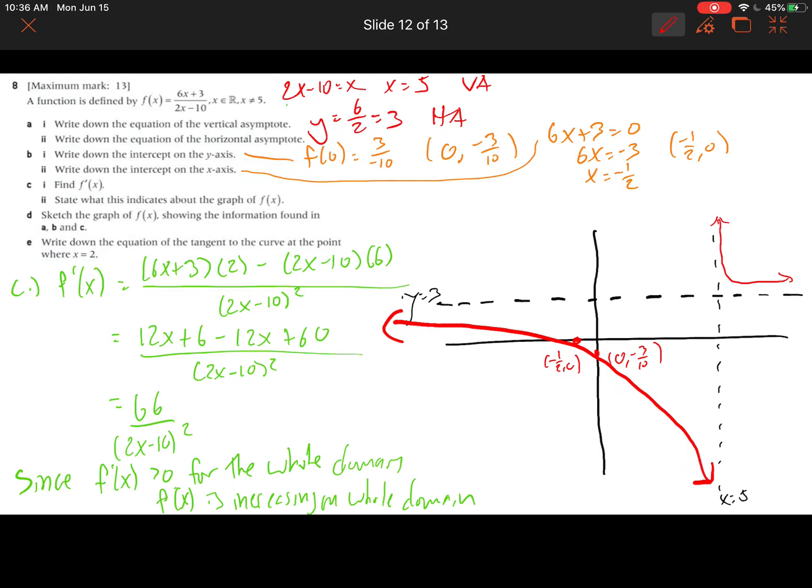Let me graph this original thing. Y equals 6x plus 3 over 2x minus 10. Yeah, it certainly isn't increasing over the entire domain. In fact, it's decreasing over the entire domain. Let's see what happened there.